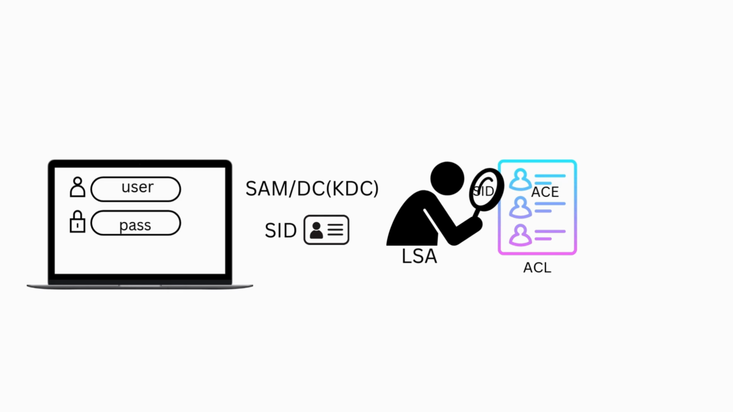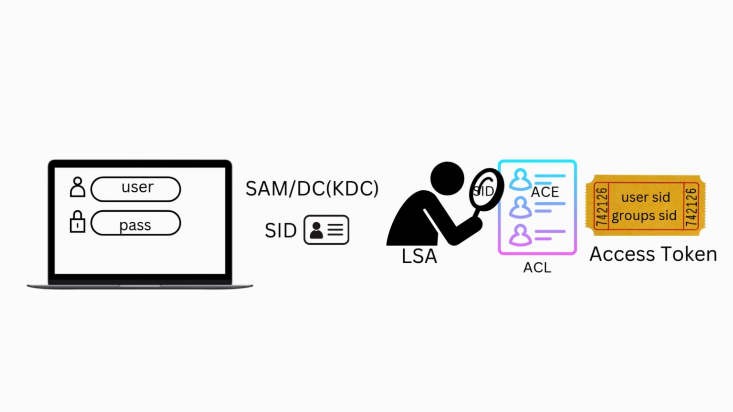So, after looking at the permissions of this user in the ACL, the LSA, or Local Security Authority, will issue an access token. This access token will determine what exactly this user with this specific SID can get access to within the system. And this access token has the SID of the user and the SIDs of the groups that this user is a member of.